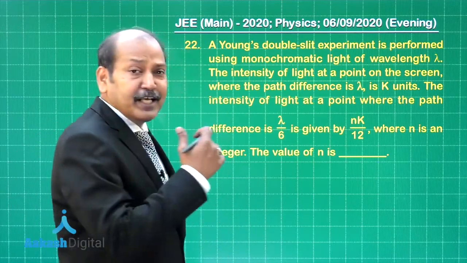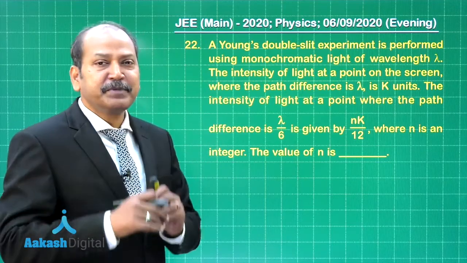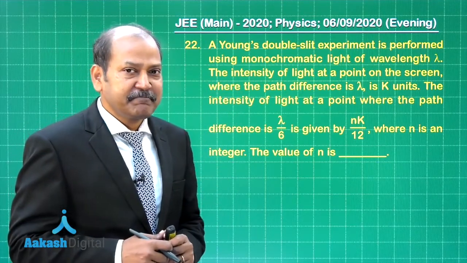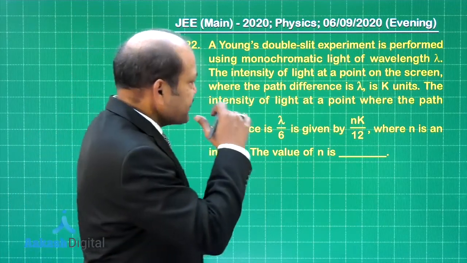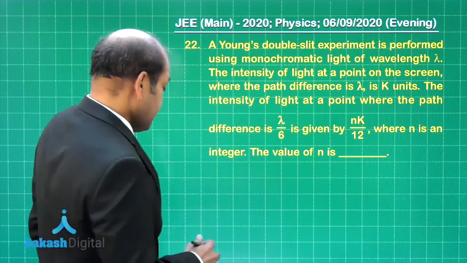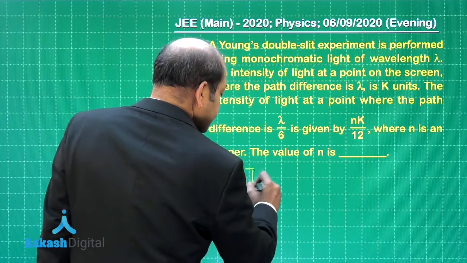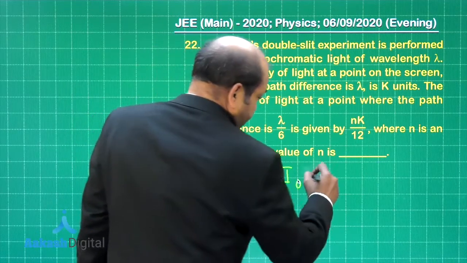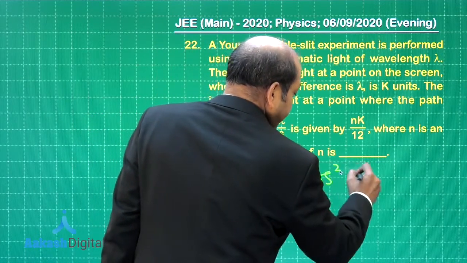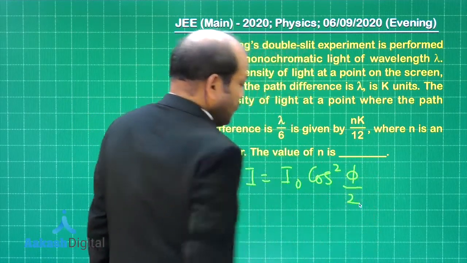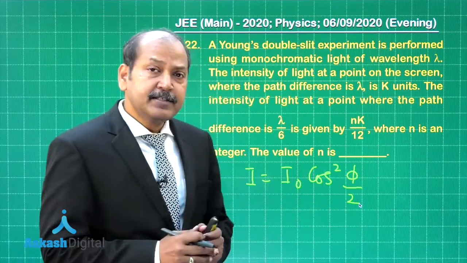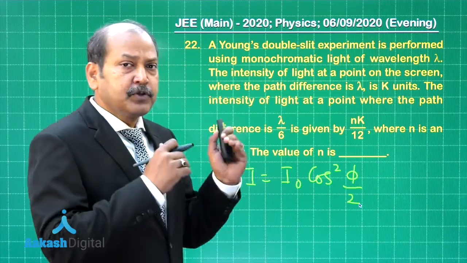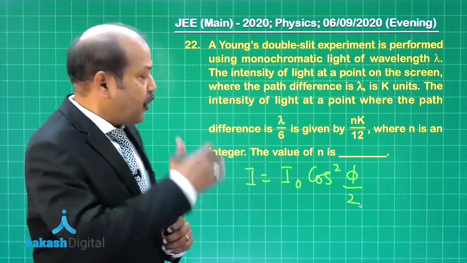Now the question is clearly from wave optics and it's based on Young's double slit experiment. The expression for intensity is I equals the maximum intensity I naught into cos square phi divided by 2, where phi is the phase difference between the waves reaching from the two sources at a given point on the screen, right?